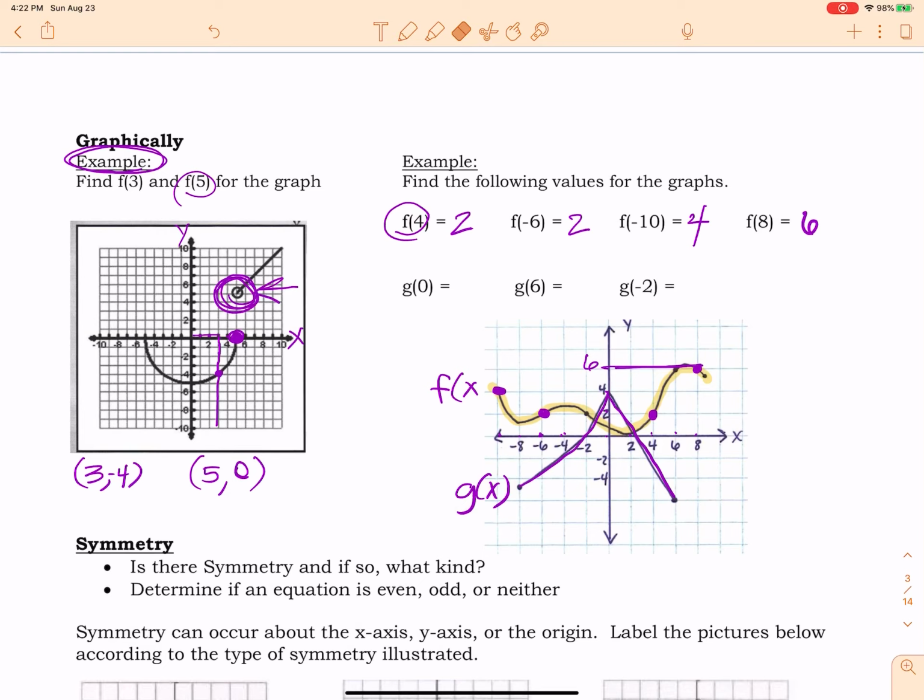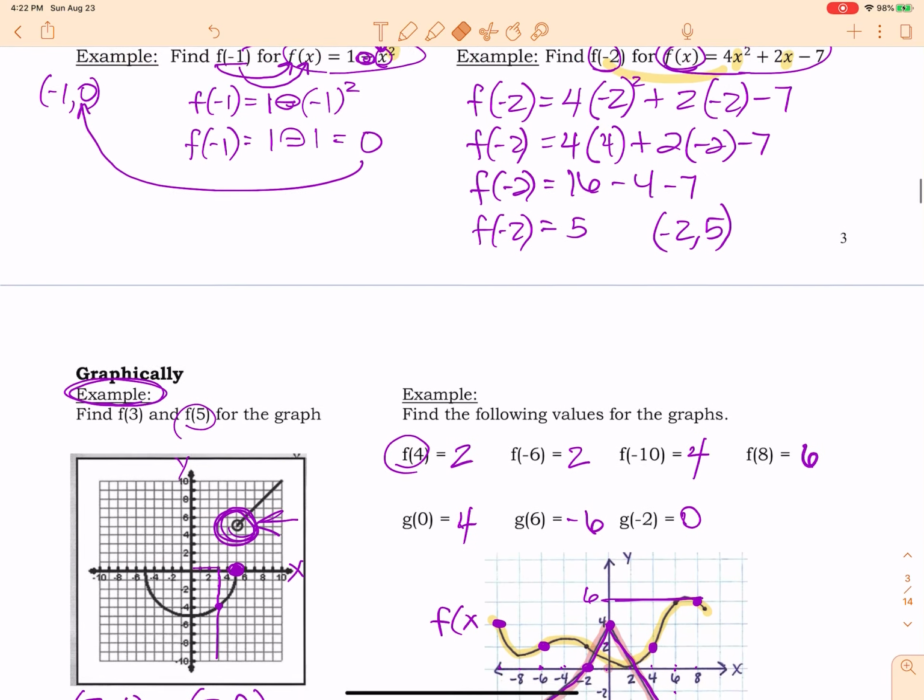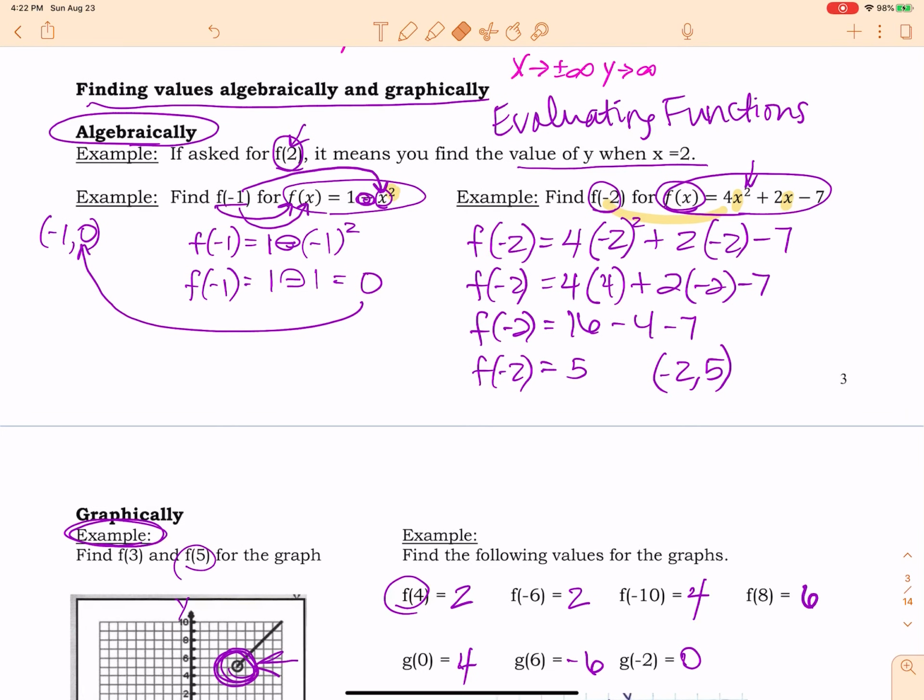Okay, now it's time to use the other graph. So let me get another highlight color over here. For the g, I'm going to use this straight piece of graph right here. So g of 0. Well, at 0, if you go up right there, that's 4. And g of 6, we're going over and then down 2, 4, 6. So that's negative 6. And then g of negative 2 is right here, and that's going to be right on the x-axis at 0. So that's how we evaluate graphically, and then of course we evaluated algebraically.